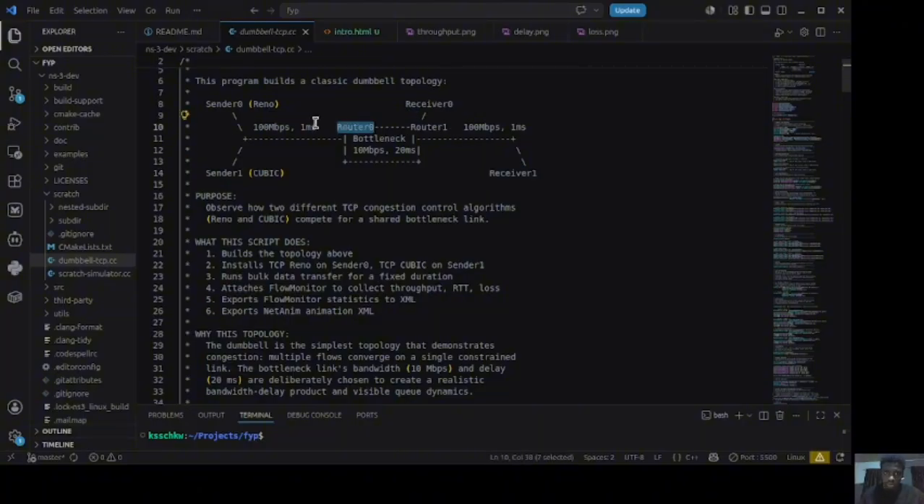They connect to router 0 on a 100 Mbps link, that's the fast one, and then router 0 connects to router 1 through this bottleneck, only 10 Mbps in comparison to this 100 Mbps. It has a 20 millisecond delay. On the right side, router 1 connects to the two receivers, receiver 0 and receiver 1.